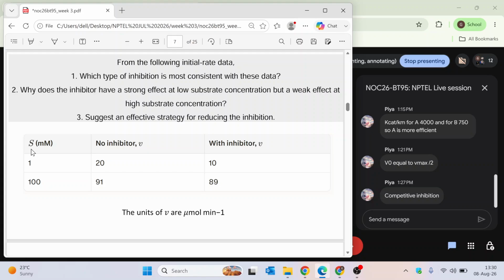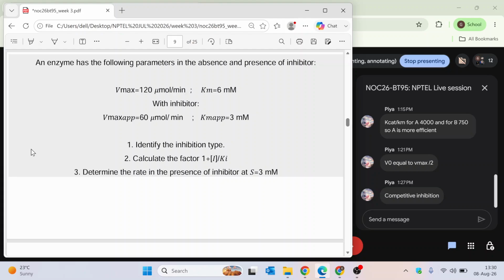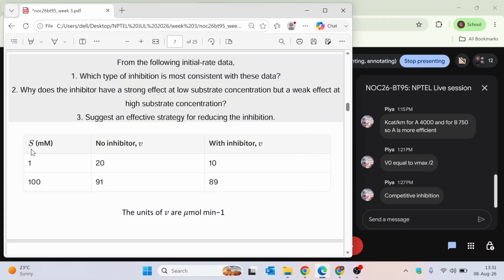The second question will help you answer both the first and third questions. That is the strategy that you have to use. You have to use a very high excess of substrate to overcome the competitive inhibition. I hope it is clear. There was nothing to calculate in the question. It was just data. You observe it and give your inference.